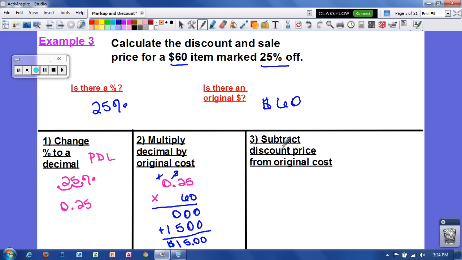So now I want to subtract the discount. I am subtracting $15, but I'm subtracting it from the original cost, and the original cost was $60. So I'm taking that $60, subtracting the $15 discount. Alright, I got to borrow here. And after my discount, I have $45. So for a $60 item at 25% off, you would only have to pay $45.